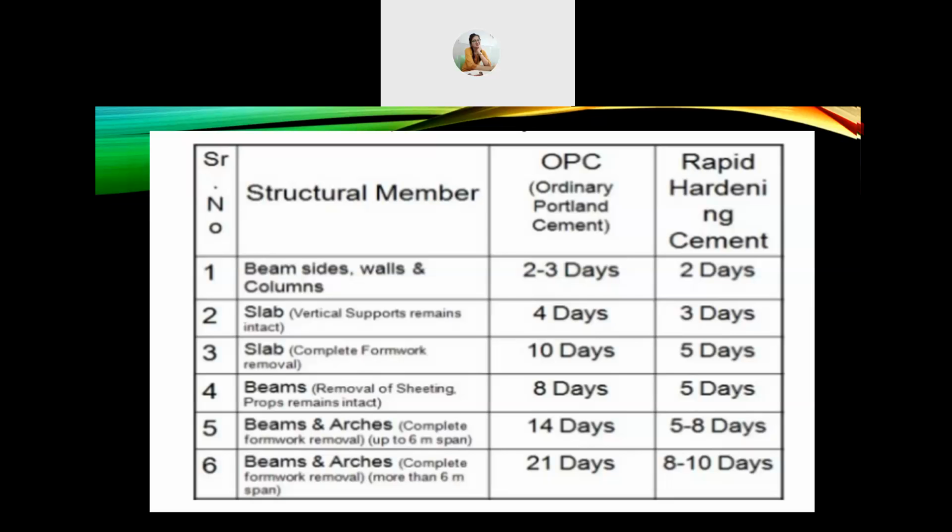Beams and arches, complete formwork removal up to 6 meters span, OPC 14 days and rapid hardening cement 5 to 8 days. Beams and arches, complete formwork removal for more than 6 meters span, OPC is 21 days and rapid hardening cement is 8 to 10 days.